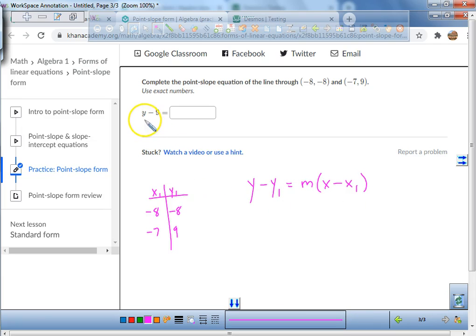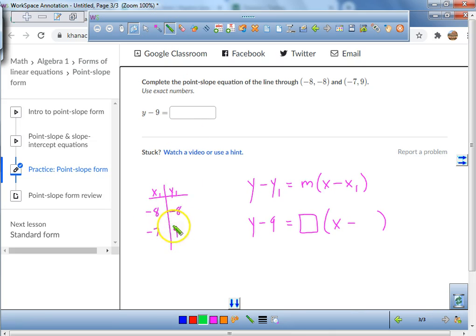Now the Khan Academy starts out with y minus 9. So I'm going to start with y minus 9. Then I'm going to put an empty box right here. X minus, now look what they did. They chose a 9. Oh, look at this one. What's my corresponding x value that I'm going to have to use on this one? I'm going to have to use a -7. This is where students will make a mistake. Because literally, what do I have to plug in here? I got to plug in a -7.